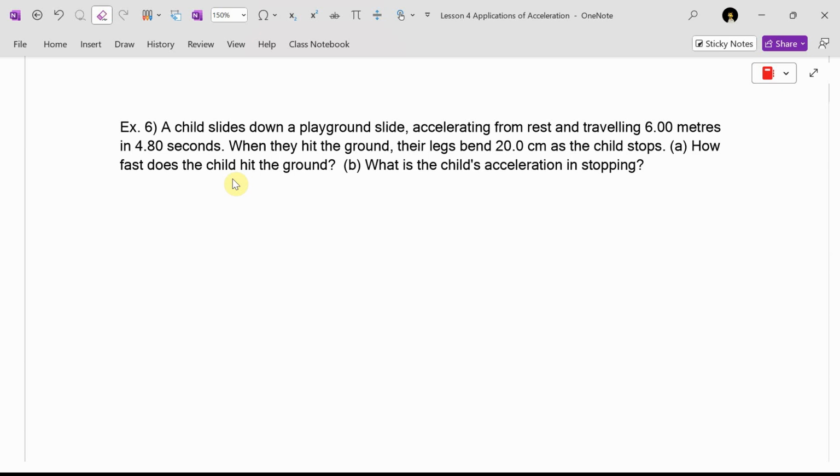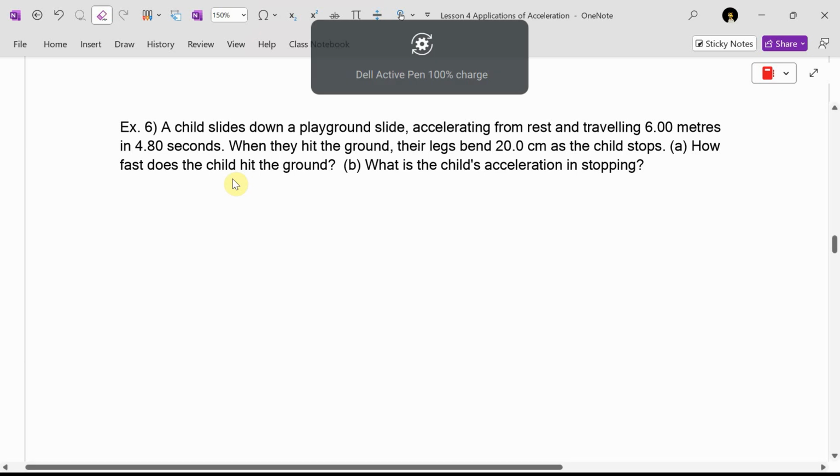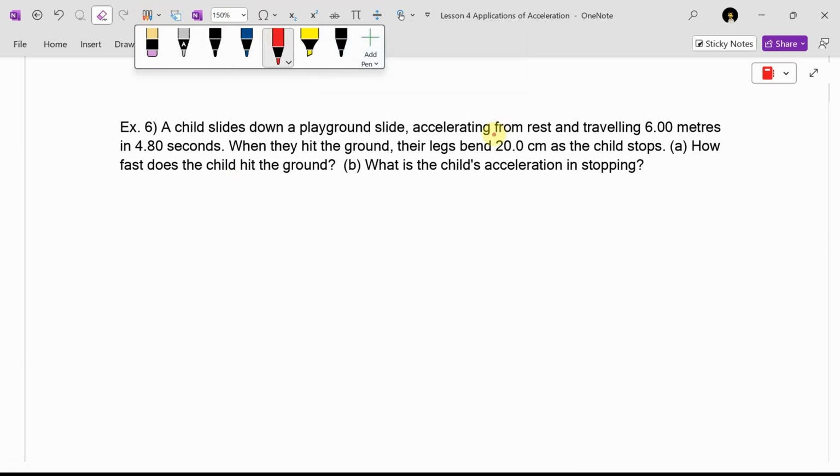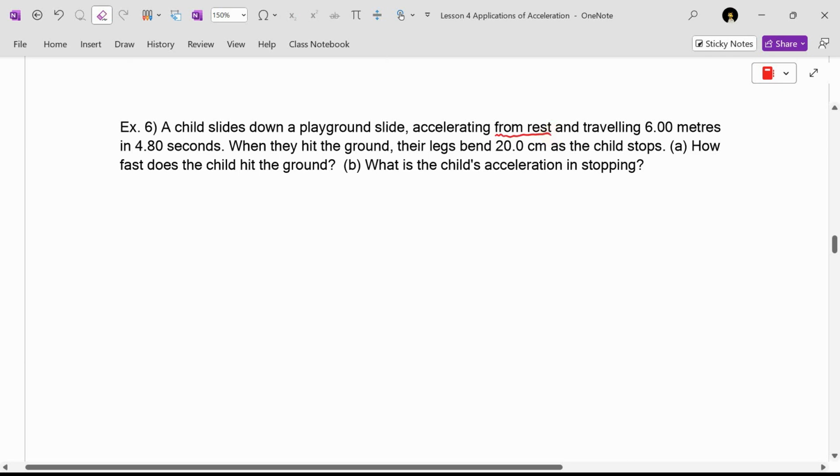We're going to have to break a question into parts. Read along with me, Geo. It says a child slides down a playground slide, accelerating from rest. I would probably pause and underline the phrase from rest, and traveling 6 meters in 4.8 seconds. When they hit the ground, their legs bend 20 centimeters.